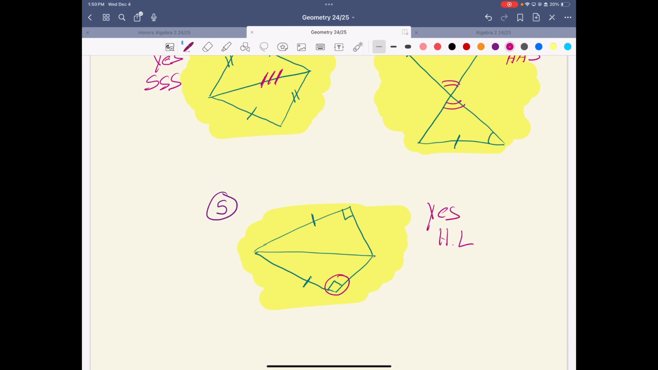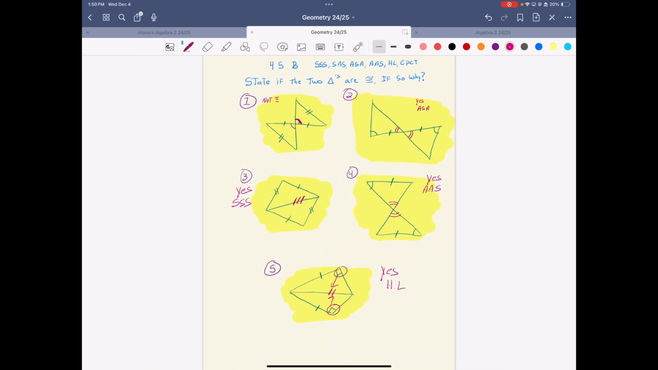We've got our 90-degree angle. The shared side is the hypotenuse. That's the hypotenuse of both of them, and then the corresponding leg. So any problem stating if they're congruent or not? No. Okay. So that'd be the first part of your assignment that you're going to look at today.